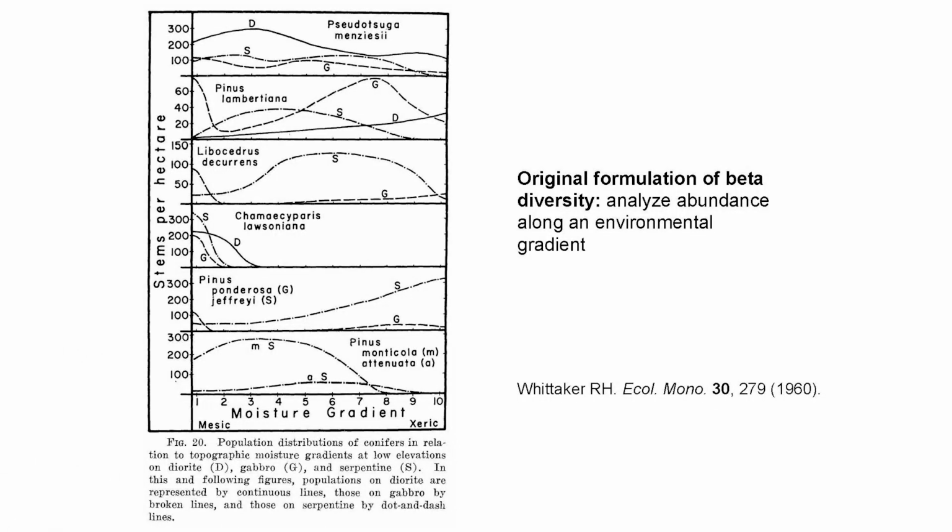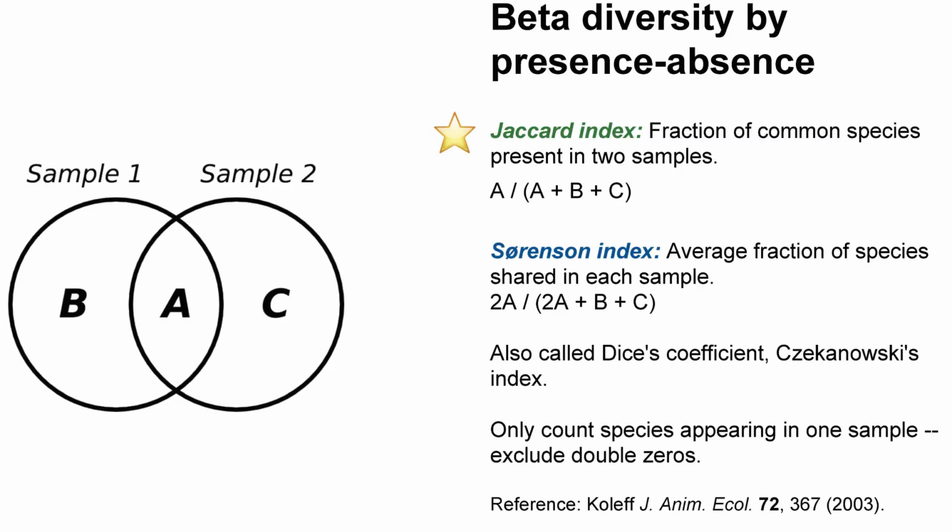So he originally is collecting data like this, where you see abundances of different trees going up and down. And so he wants some method to numerically quantify this and be able to do statistics on it. So beta diversity was born.